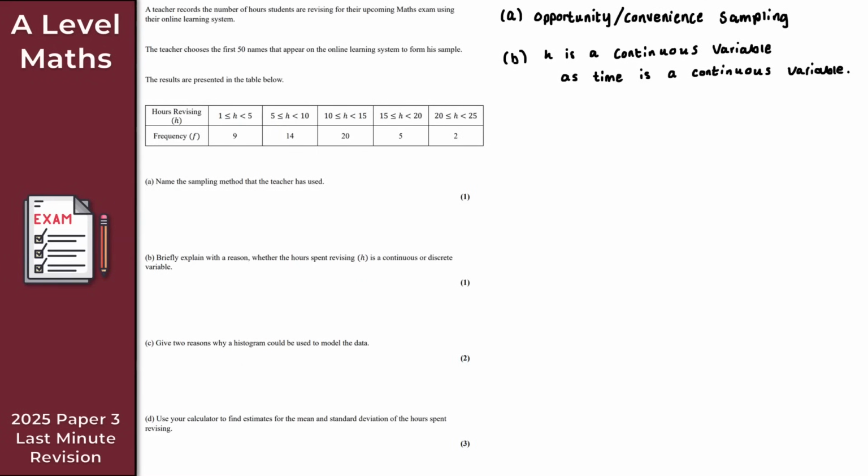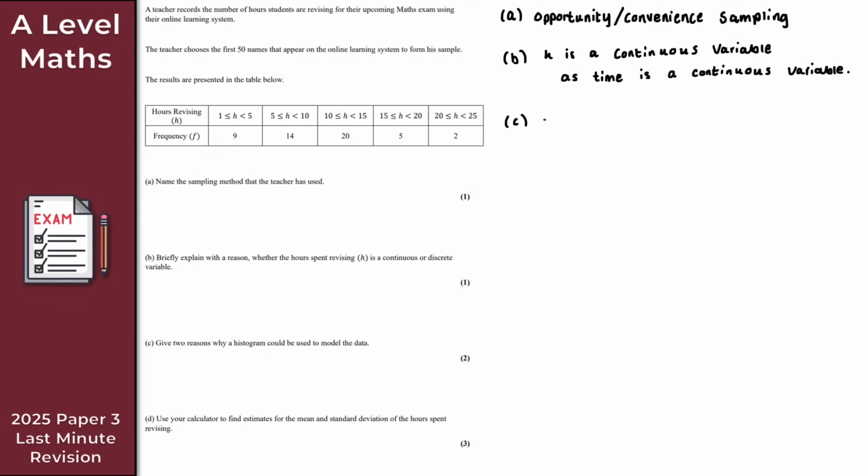So for the next part of this question, then part C, what do we want to do here? So for part C then, it just says give 2 reasons why a histogram could be used to model the data. Right, so for part C then, given that it wants us to give 2 reasons, what I'll do here is I'll present these as 2 separate bullet points.